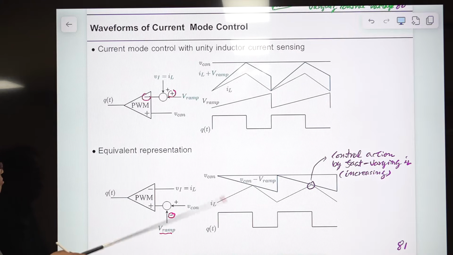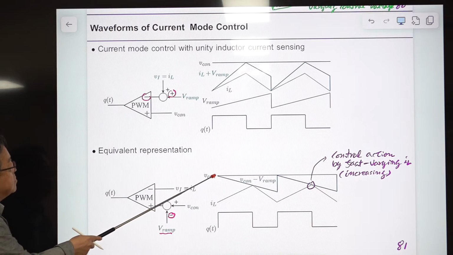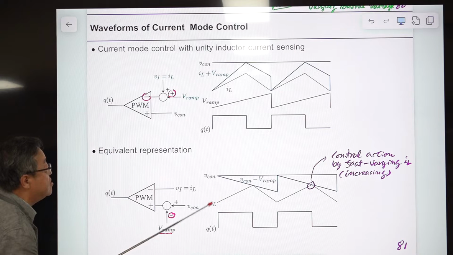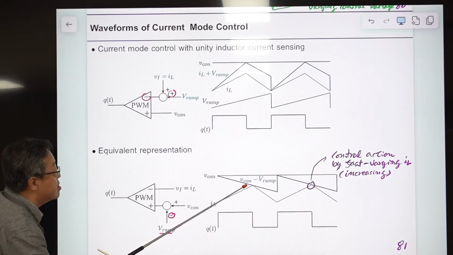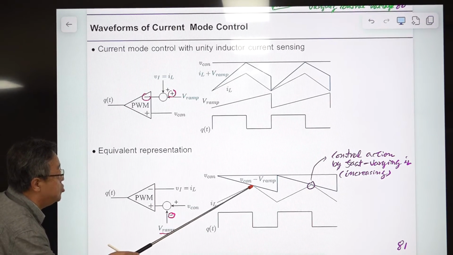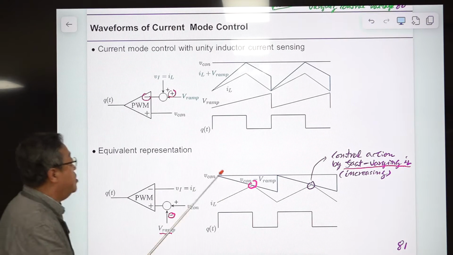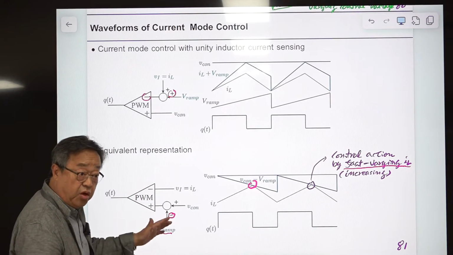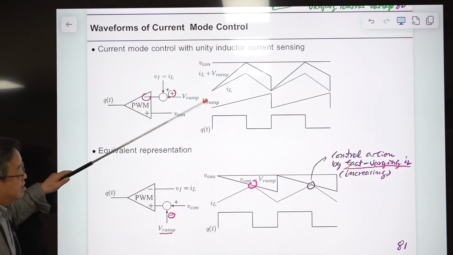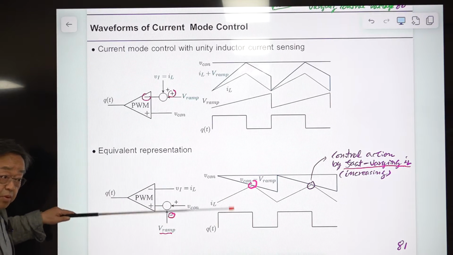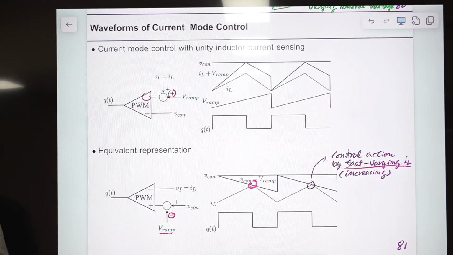Okay, so now everything is very clear. We are comparing this with IL. When IL hits this composite waveform, then the switch is turned off. So the control action is determined by the fast varying IL. IL is not continuous, and it's varying very fast. The slope can be changed immediately. So sampling here is entirely different. The sampling effect is embedded in the system dynamics because of this feature of the control mechanism.